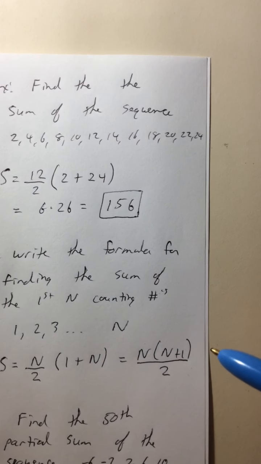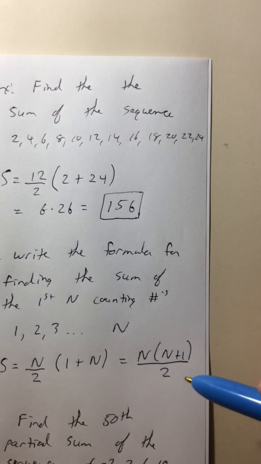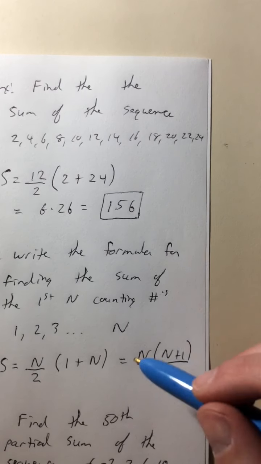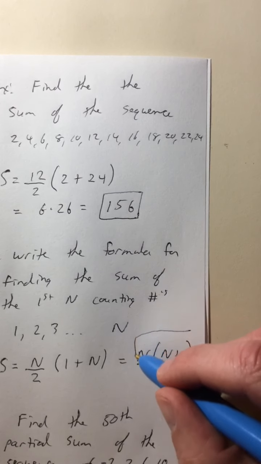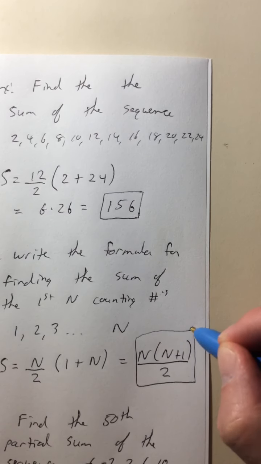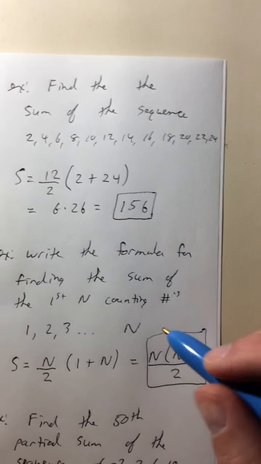So if you want to find the sum of the first 137 numbers, just plug them right in there and we're done. So this is the sum of the first n numbers. First n counting numbers, I should say, right?